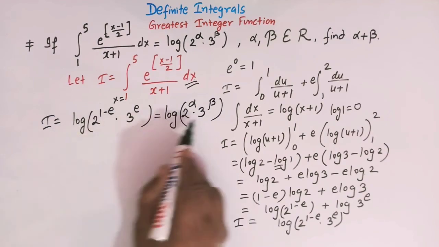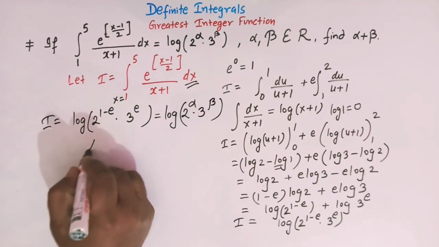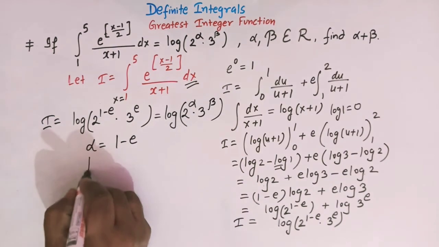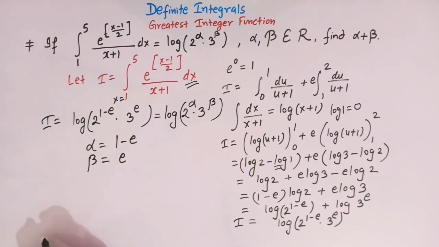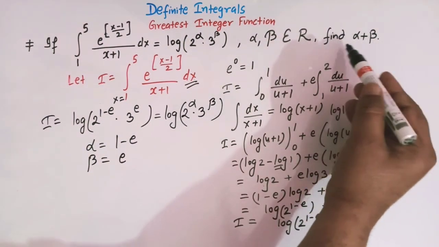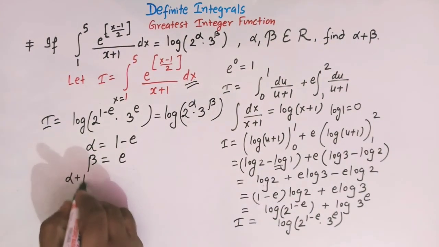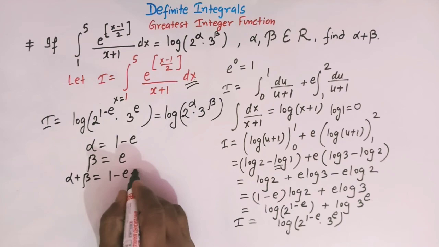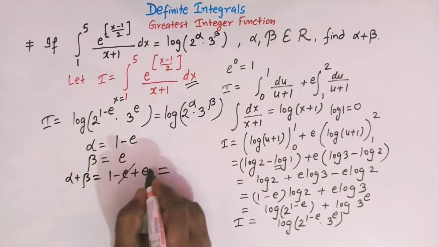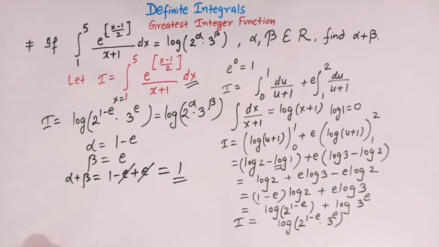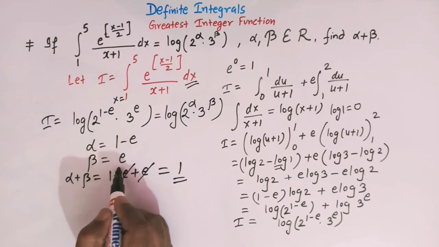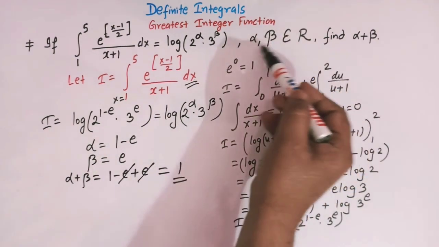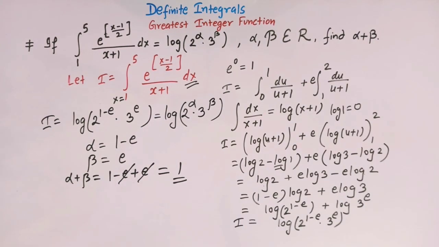Now if we compare both these expressions, we get alpha is equal to 1 minus e and beta is equal to e, right? And remember, e is the exponential number, right? And we have to find the value of alpha plus beta. So alpha plus beta is 1 minus e plus e, and these two get cancelled and we are left with 1, right? So the value of alpha plus beta is 1 and e is the exponential number, and alpha and beta obviously belong to the set of real numbers, right? So this is how we solve this problem.